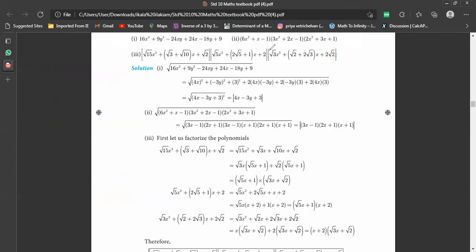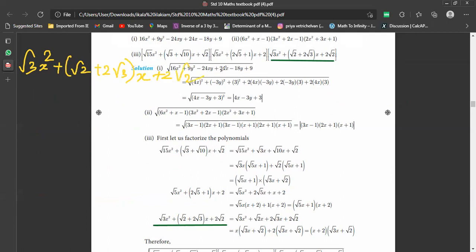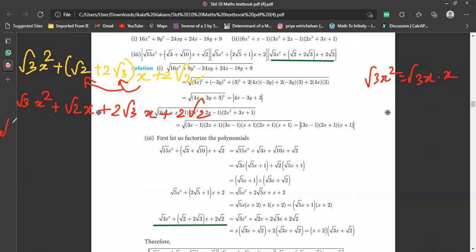Third one is this. It's √3x² + (√2 + 2√3)x + 2√2. Again, this x is common for root 2 and 2 root 3. So it's √3x² + √2x + 2√3x + 2√2. Again, you can express √3x² as √3x into x. So it's going to be √3x into x, √2x, 2√3x. Just write the remaining stuff as it is. So look at the first two terms. What can we do?